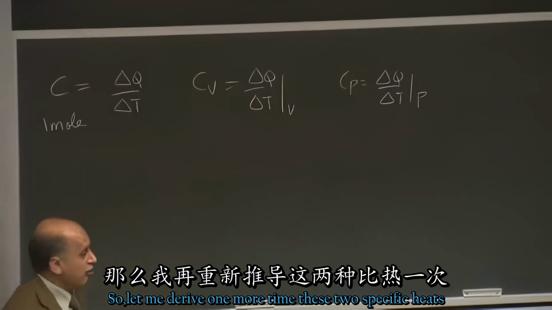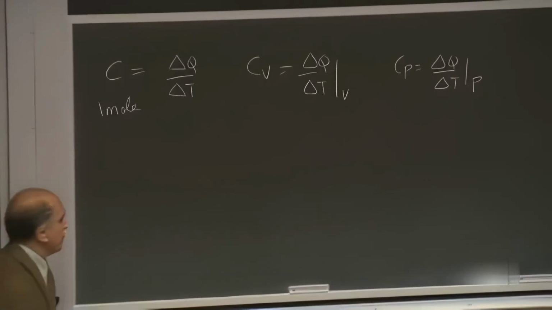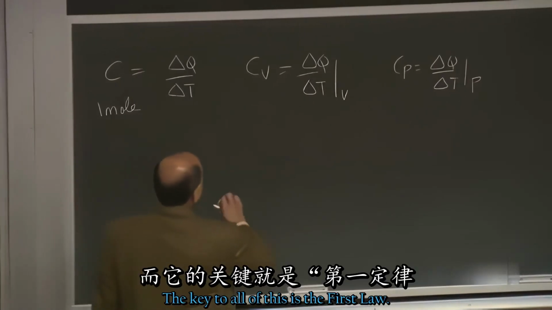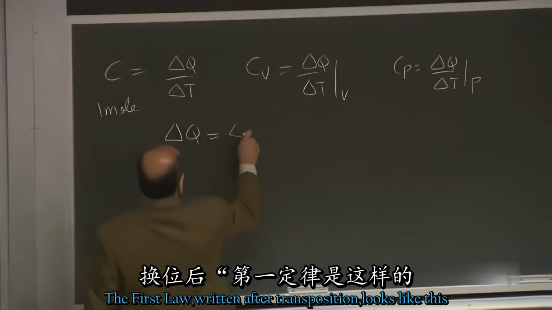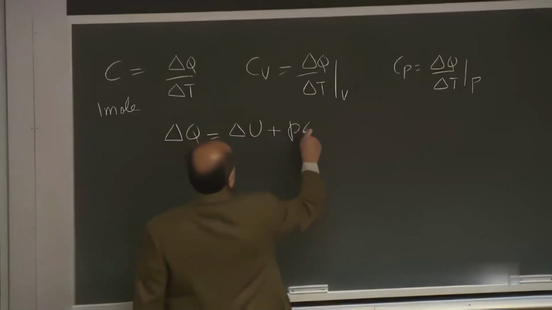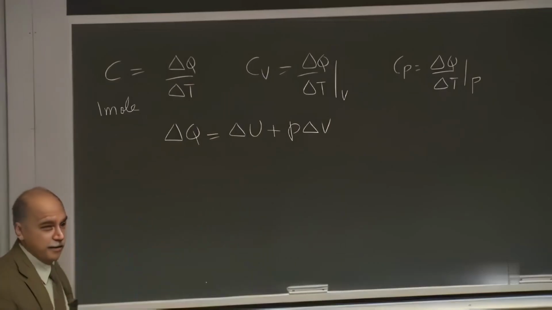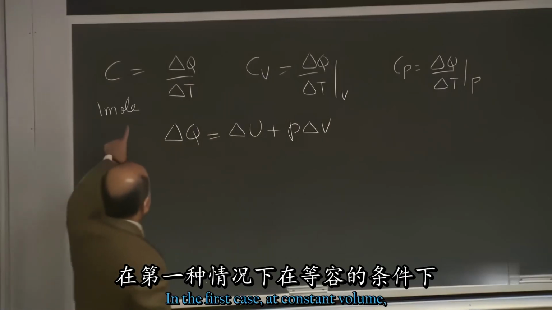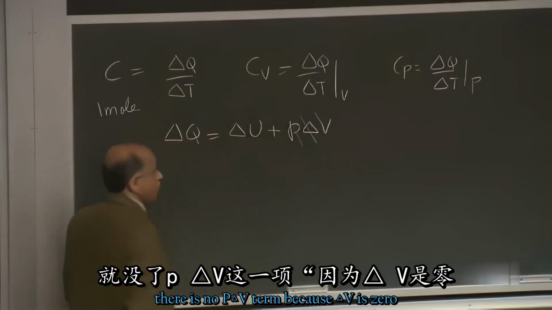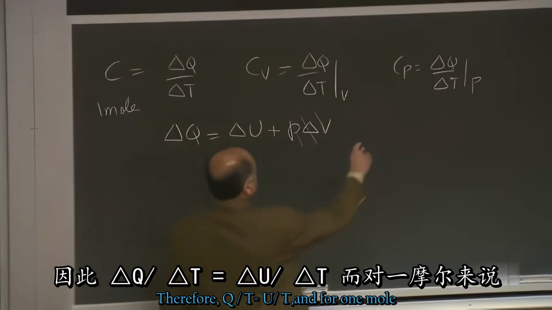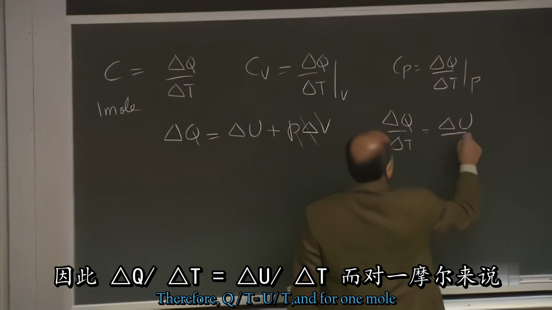So let me derive one more time these two specific heats, because it's worth going over this again and again. The key to all of this is the first law. The first law, written after transposition, looks like this. Let's put delta Q on one side and the other stuff on the right-hand side. In the first case, at constant volume, there is no P delta V term because delta V is 0. Therefore, delta Q over delta T is equal to delta U over delta T.